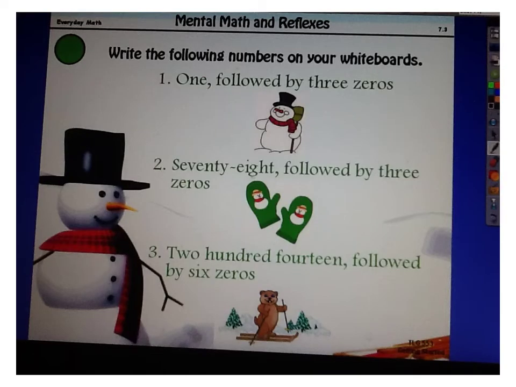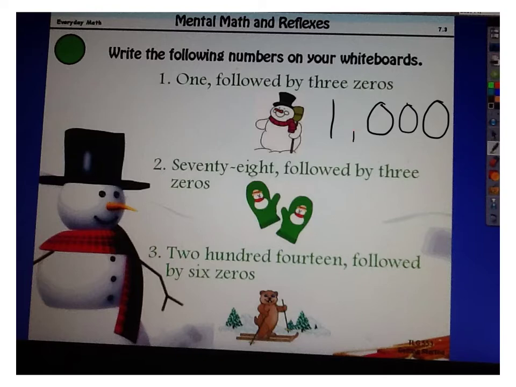All right, we're going to do some mental math reflexes. We haven't done a whole lot of that in a while. In your math journal or on your iPad, what would the number 1 followed by 3 zeros look like? If you were thinking or wrote down the number 1,000, you are correct. Now remember, when we have 1, 2, 3 place values in, we've always got to separate it with a comma.